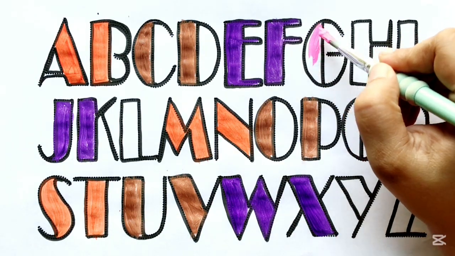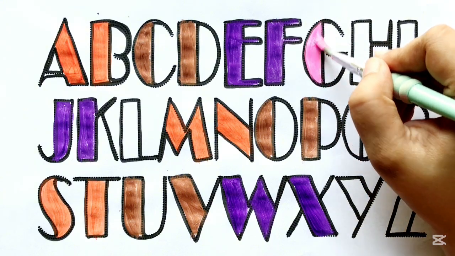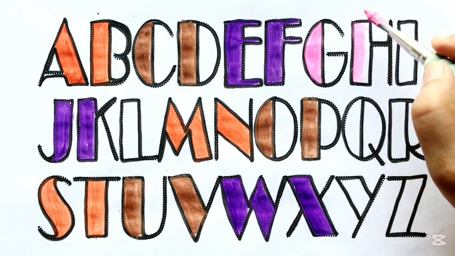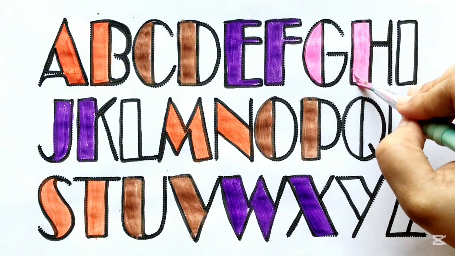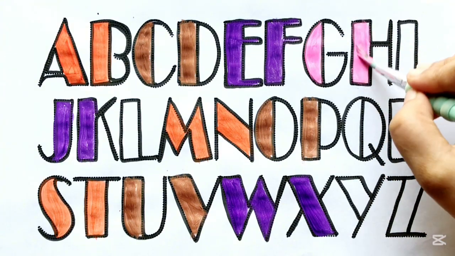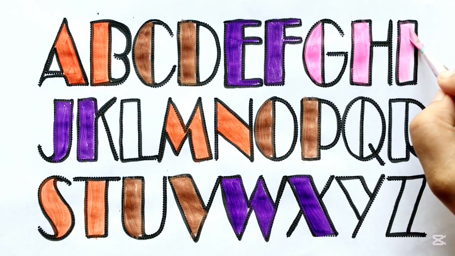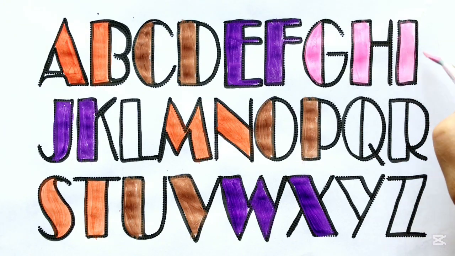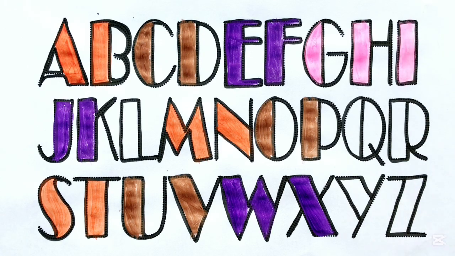Light pink color. G for grapes. H for hat. D, E, F, G, H, I, J, K, L, M, N, O, P, Q, R, S, T, U, V. I for igloo. Y, and Z. Now I know my ABCs. Next time, won't you sing with me?